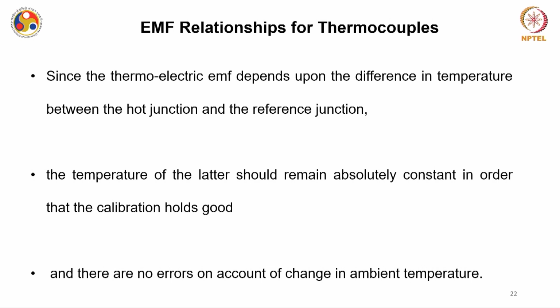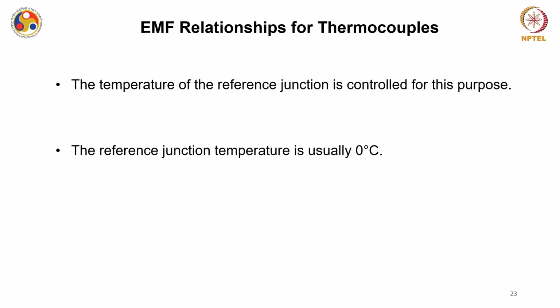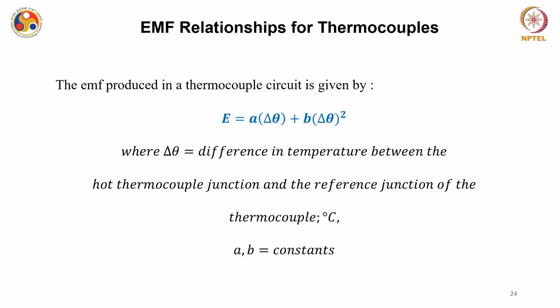And there are no errors on account of change in the ambient temperature. This can also be compensated by different electronics, but most of the time you want a very solid reference. The temperature of the reference junction is controlled for this purpose, and it is usually kept at around 0 degrees Celsius.